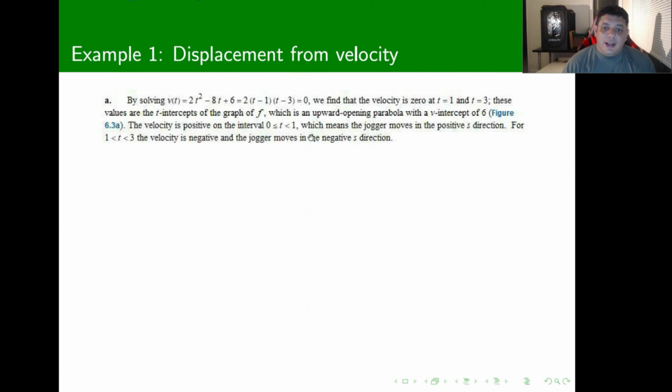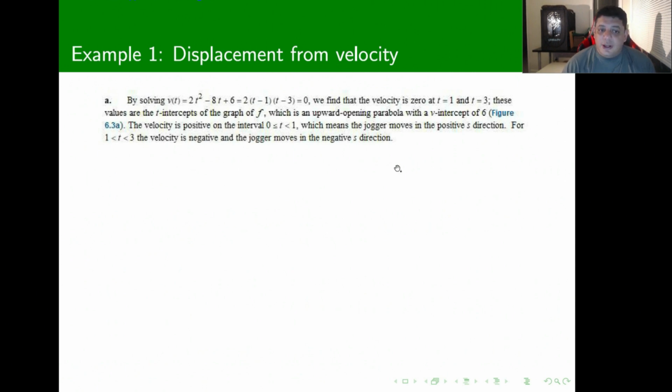So notice that we have some important points at t equals 1 and t equals 3, where the velocity is going to become 0. These values are going to be the intercepts on the graph of the function, and they're going to be important points to split the domain. Now notice that this is a parabola, and because 2 is a positive number, this is going to be facing up, opening upwards, another way to see it.